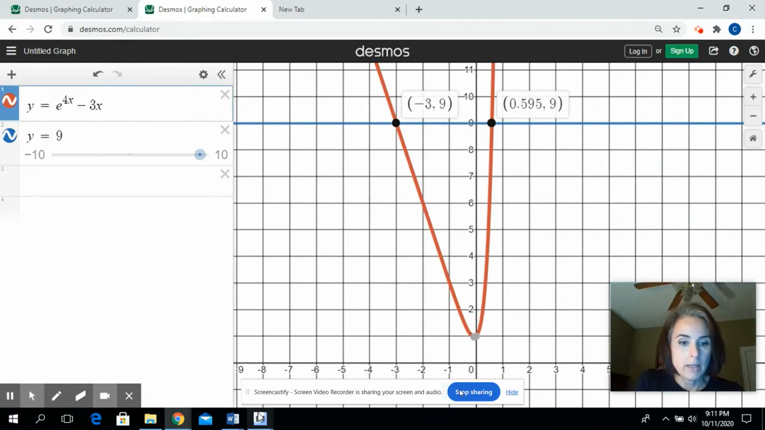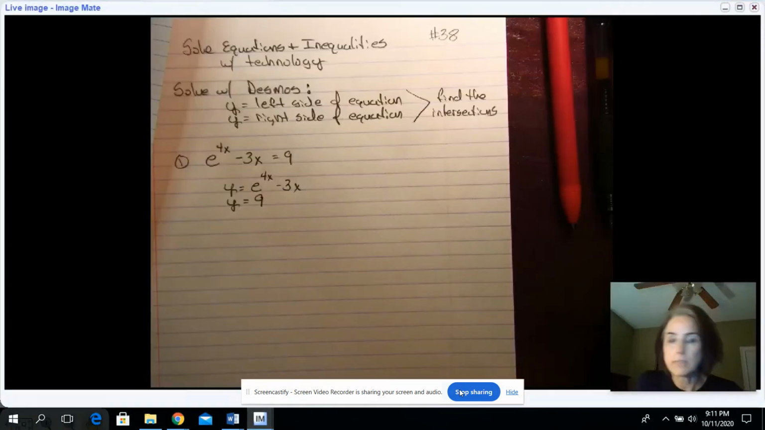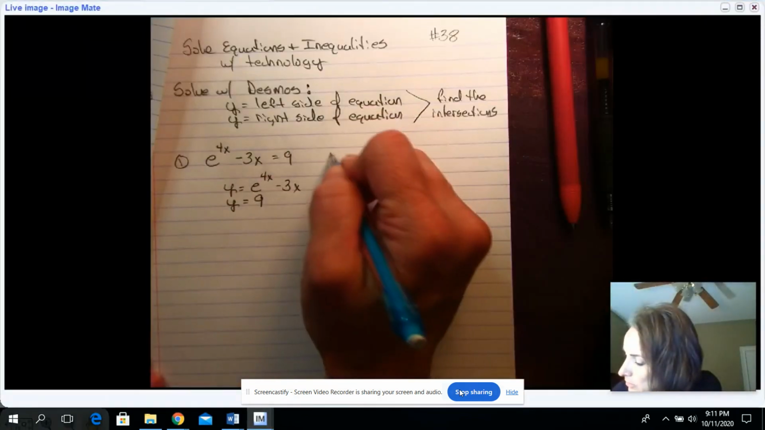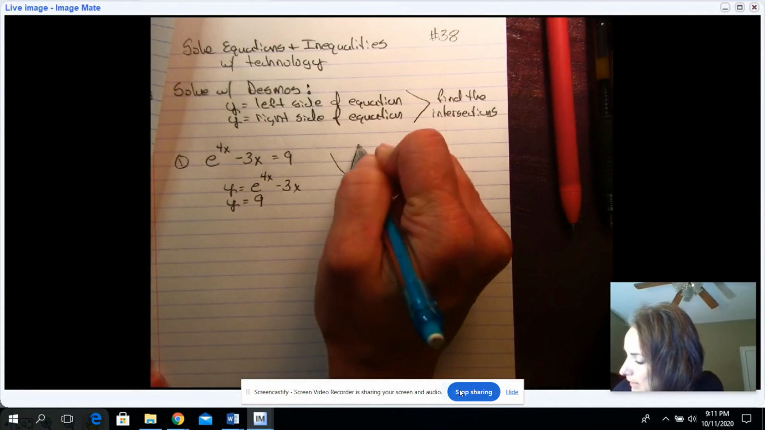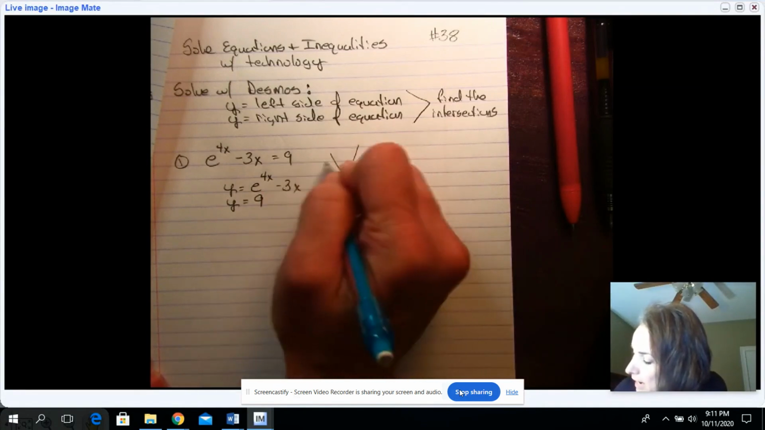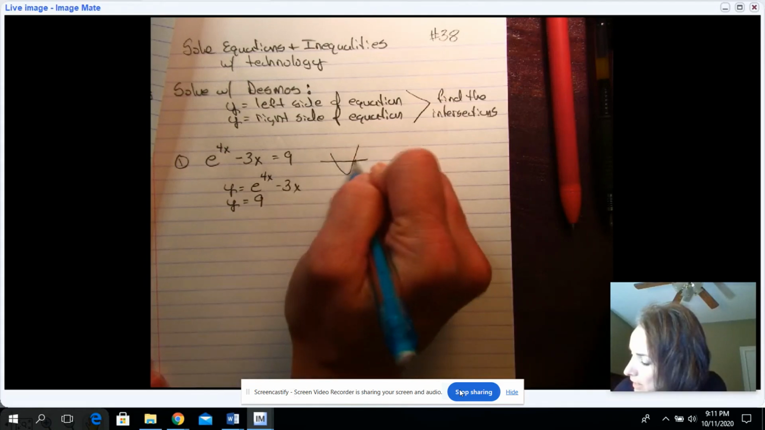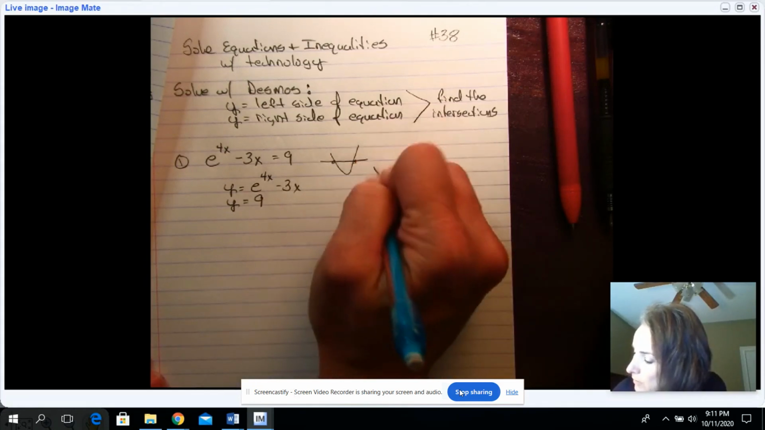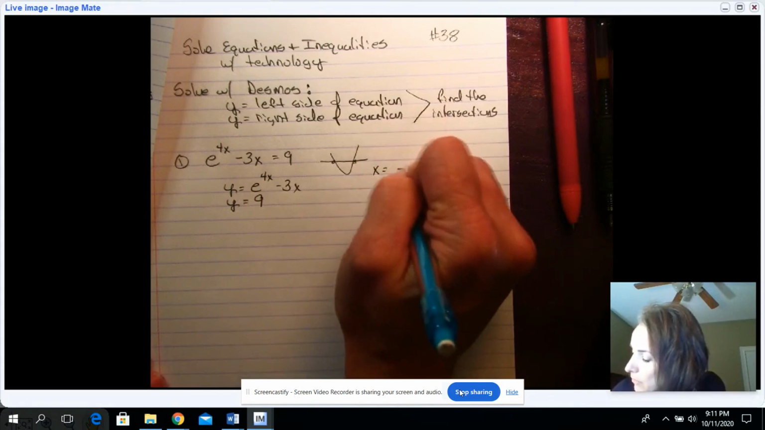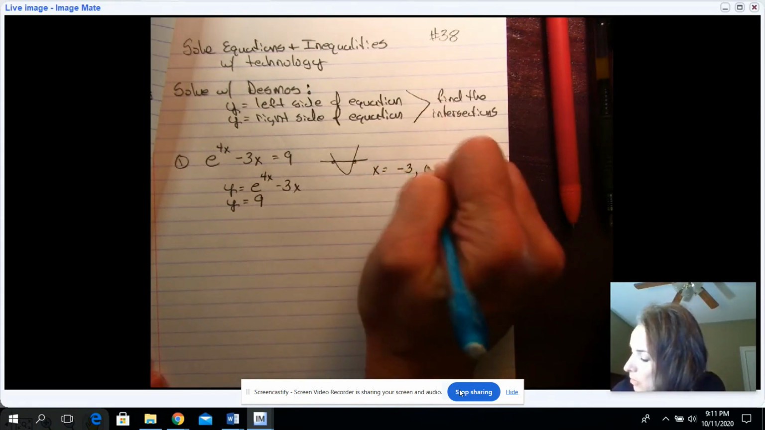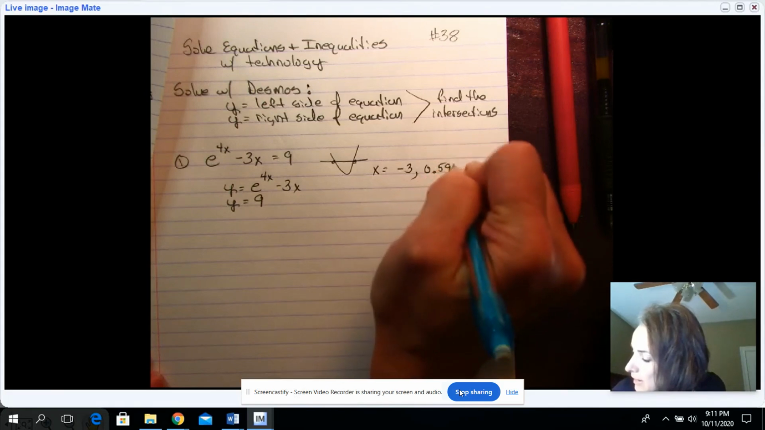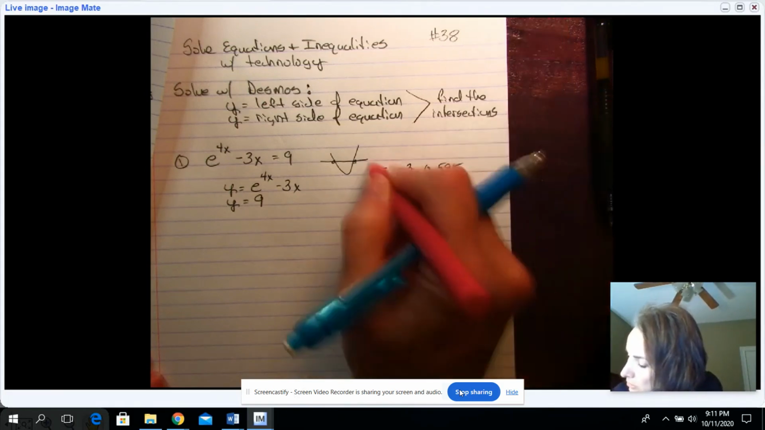So let's go back here and make a little rough sketch of what that looked like. It was kind of like a lopsided U, and then the 9 went straight across, so we had two solutions, and our x values were negative 3 and 0.595. So those are our solutions.